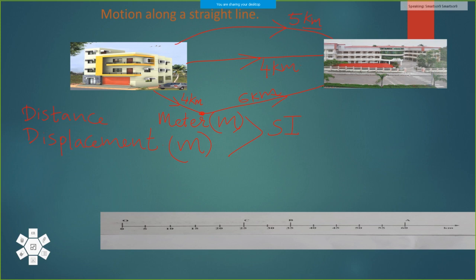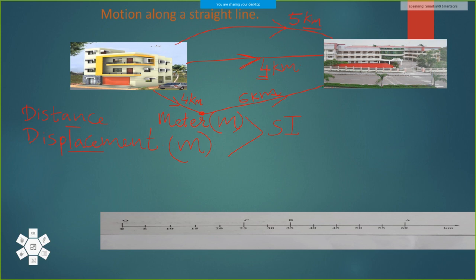Now, we are going to discuss the scalar and vector properties. Which type of physical quantity is distance and displacement? Here, for distance you can choose any path, but displacement is the shortest distance from the initial and final position, and it has direction also. So, displacement has both magnitude and direction. So, it is a vector quantity. Distance is a scalar quantity and displacement is a vector quantity.